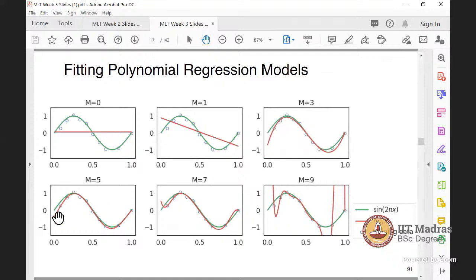M is equal to 5. It is doing an even better job than m is equal to 3. M is equal to 7. Okay, now it is definitely going through all the points, and at the same time it has started to fluctuate more. And with degree m is equal to 9, you can see that it is a zigzag function. It is going through every point in the data set, and possibly missing the pattern which is there.